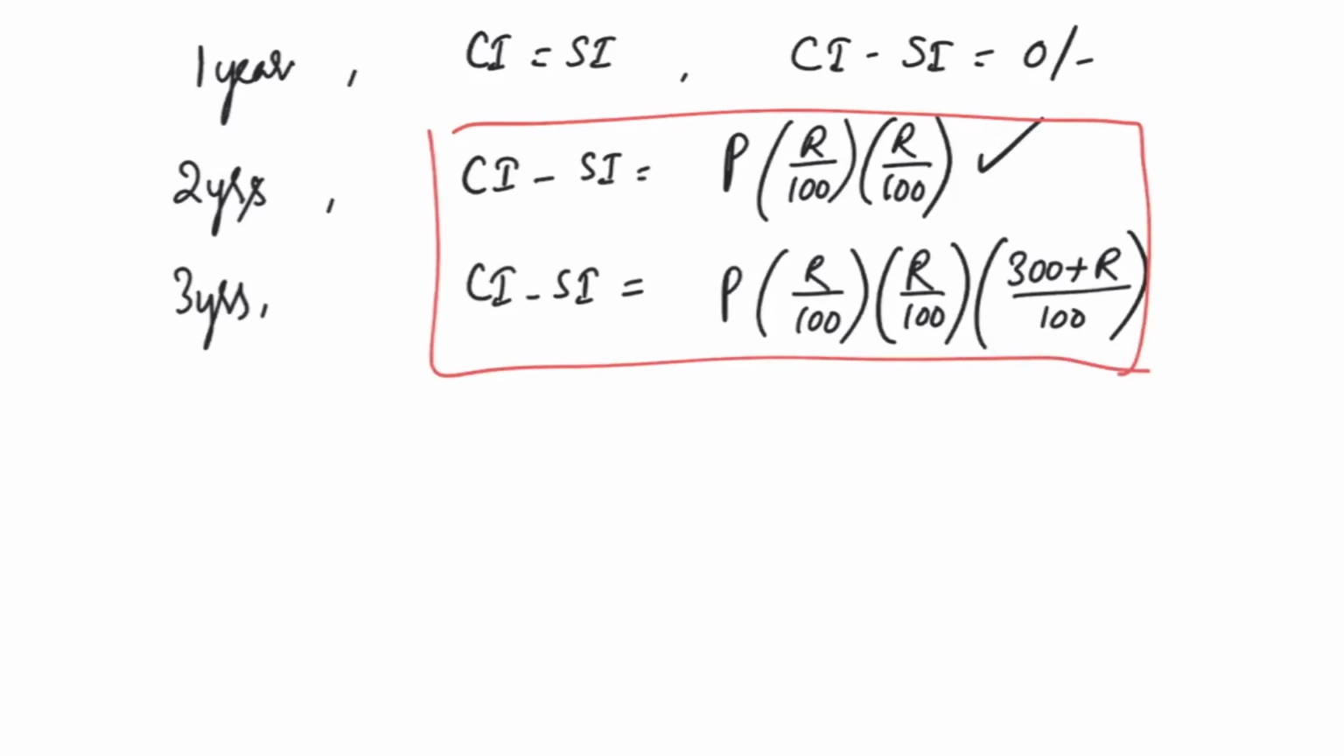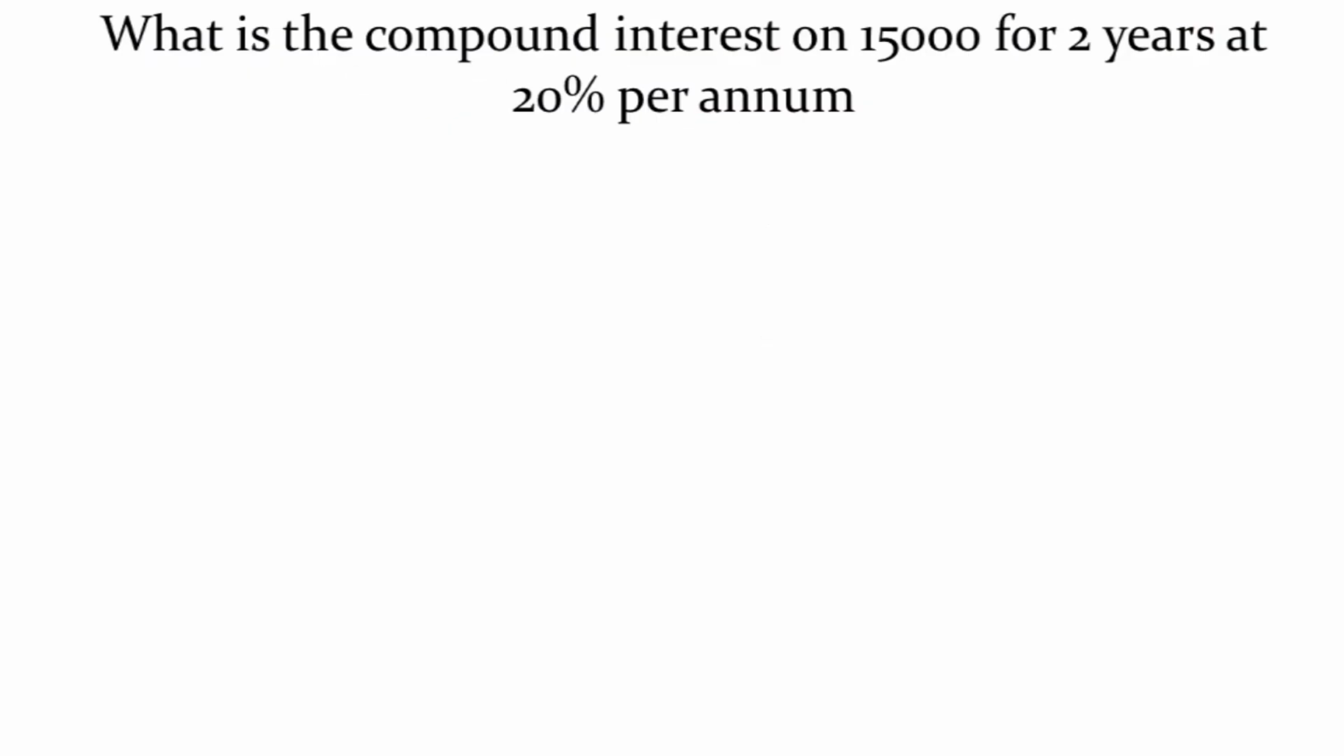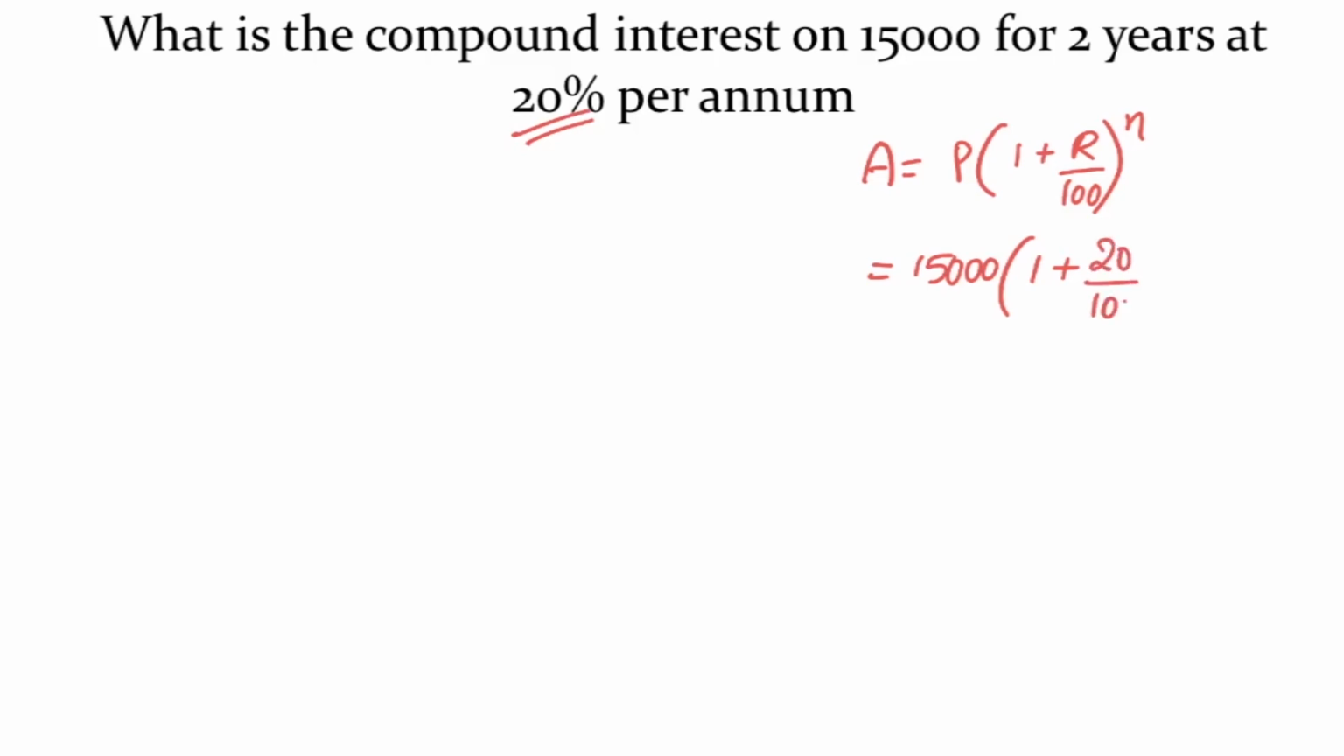Let us move to the problematic part. What is the compound interest on 15,000 rupees for 2 years at 20% per annum? I already told you there is no direct formula for finding compound interest. So what do we do? We first find the amount. Amount formula: P into 1 plus R by 100 whole power n. Here P is the sum borrowed, that is 15,000 rupees, into 1 plus R, rate of interest is 20%, 20 divided by 100 whole power n, number of years 2.